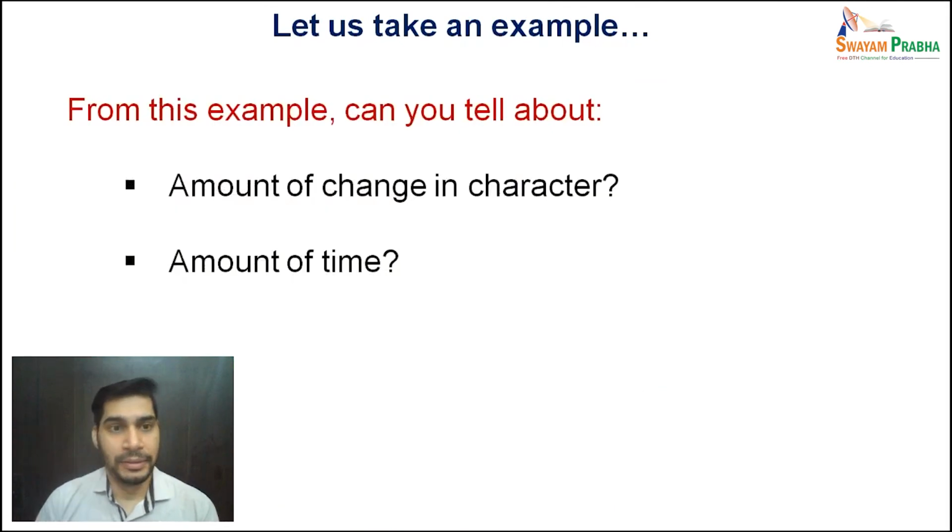But if you have these kind of trees, can you tell about what is the amount of change in characters? That means how much, quantitatively, how much that character has changed throughout the evolutionary history. Can you tell about the amount of time, that means the time spent in the evolutionary history that it has spent or undergone the change? Based on these kind of questions, there are different kind of representations or types of trees.